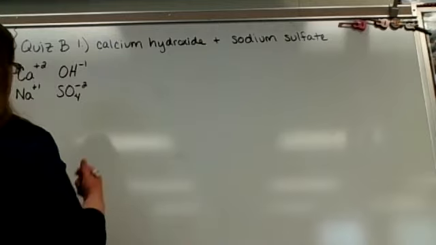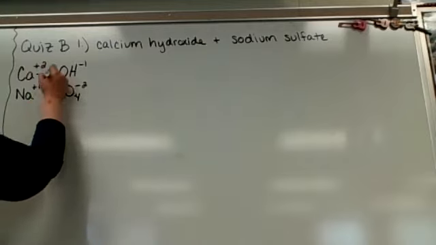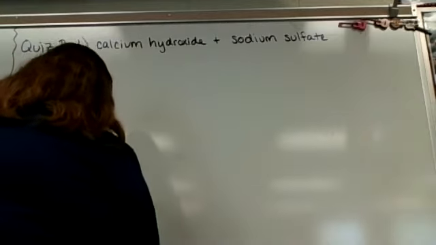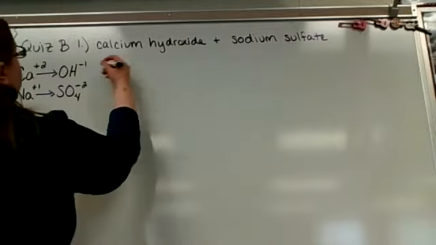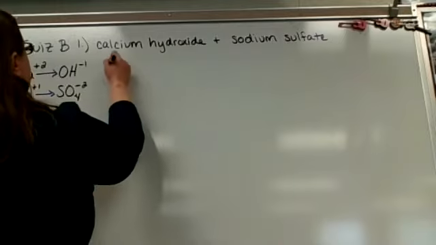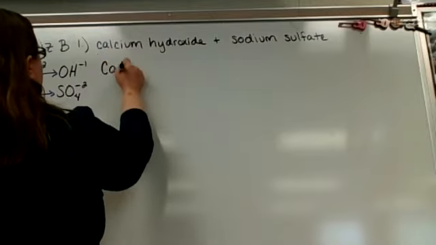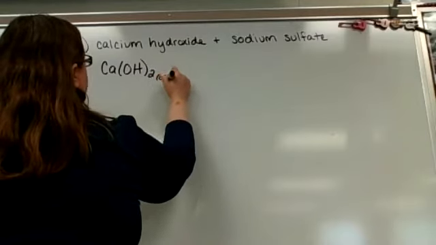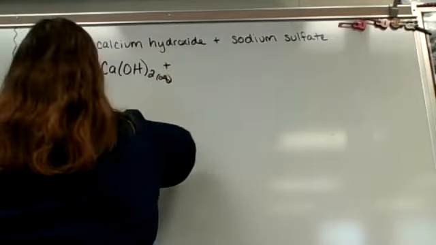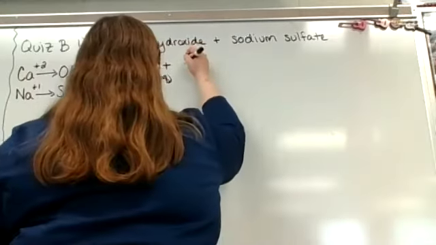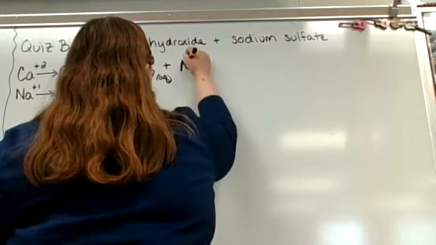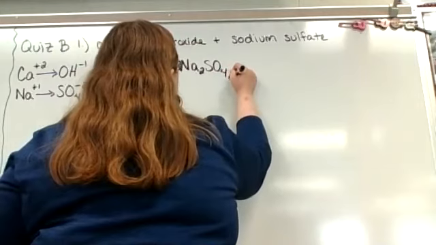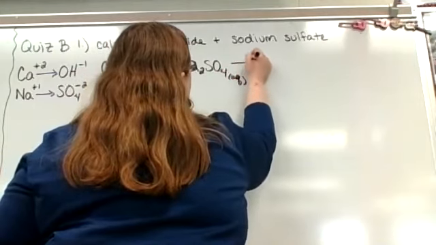So we've got a cross for the reactants. So Ca+2 with OH-1 is Ca(OH)2 aqueous because it says it's a solution. And then the sodium sulfate, Na+1 with SO4-2, is Na2SO4 aqueous because it says solutions.